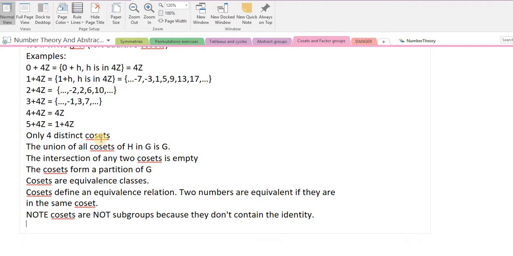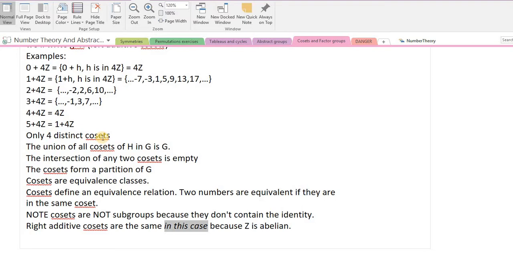Why is it so small? Okay. In this case, because Z is abelian. Okay, fair enough. So here I should underline in this case.